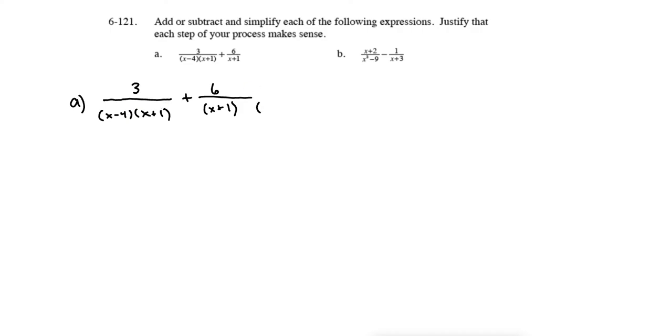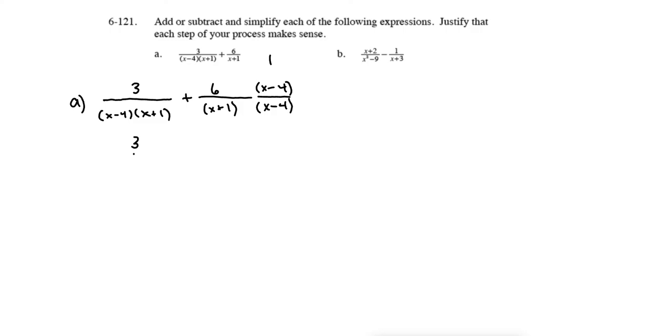So we need to multiply our denominator on this side by x minus 4. But we can't just multiply the denominator by something. We also have to multiply the numerator by the same thing. Why do we have to do that? Well, remember, this entire thing here has a value of 1. You can multiply 1 times anything and not change its value.